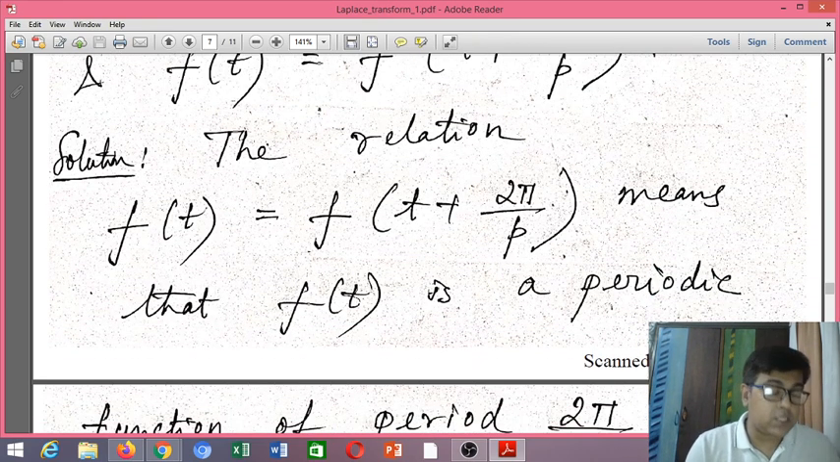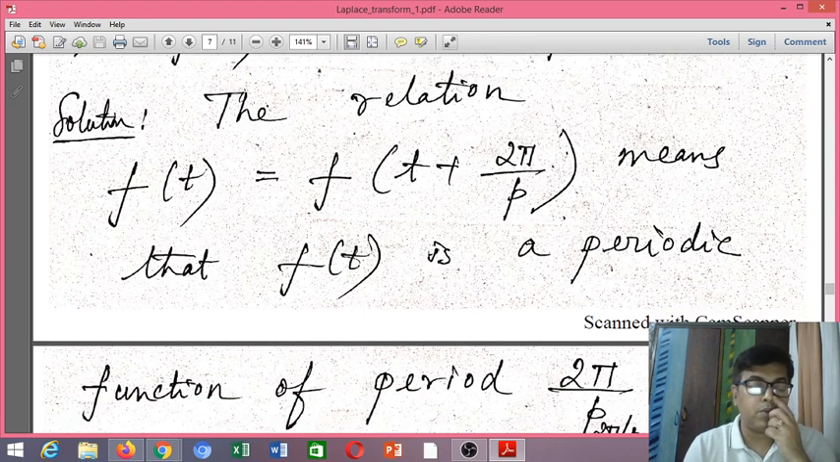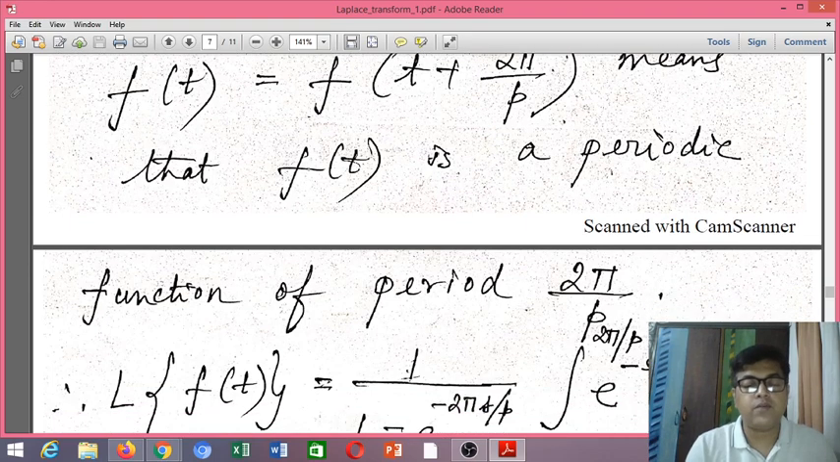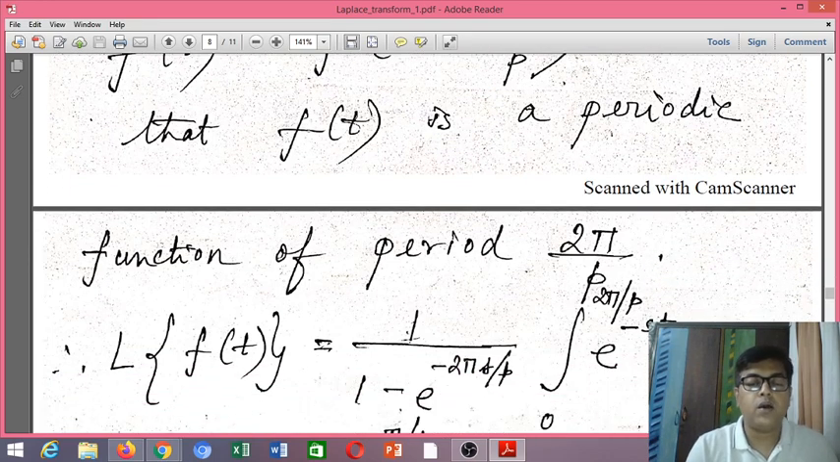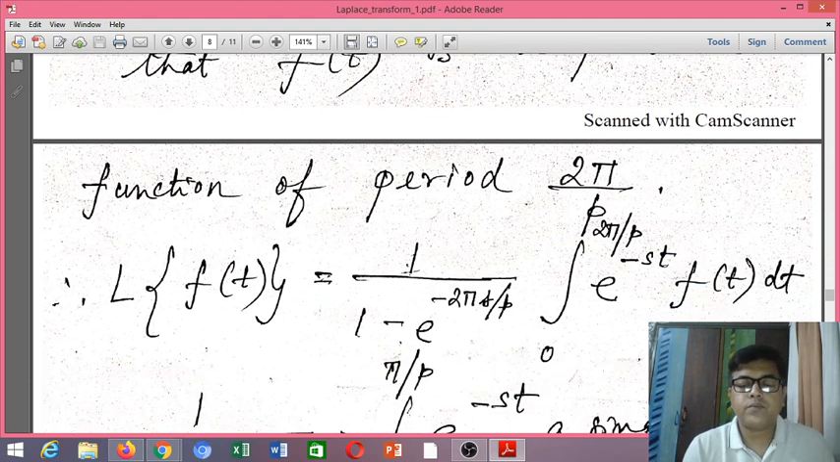So if it is a periodic function, once you've identified it, it becomes easier for you to proceed. The period being 2 pi by p, that's very important. So if you use the formula of the Laplace transform of a periodic function, because we have already observed that it's a periodic function, we get 1 by 1 minus e to the power minus twice pi s by p, into the integration from 0 to the period, which is 2 pi by p, of e to the power minus st into f(t) dt.